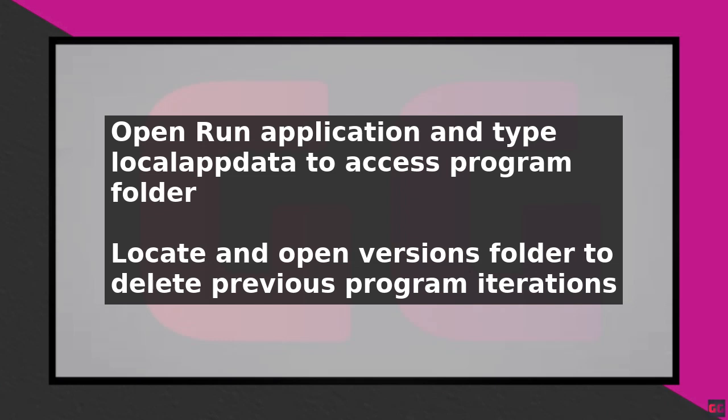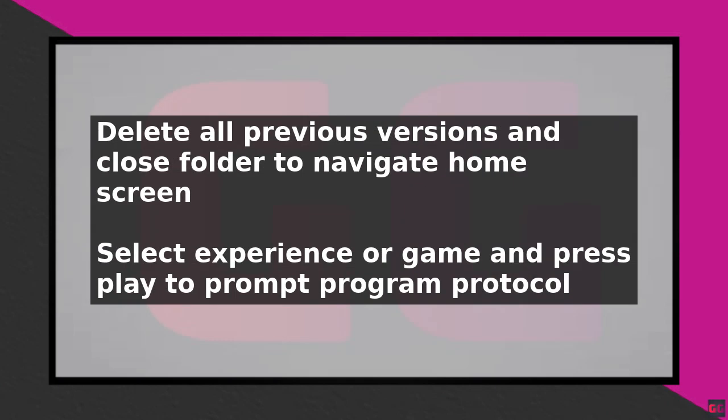Type %localappdata% and press OK to open the corresponding folder. In this folder, locate the Programs folder, which should be under the letter R, and open it. Inside, you'll find a Versions folder.